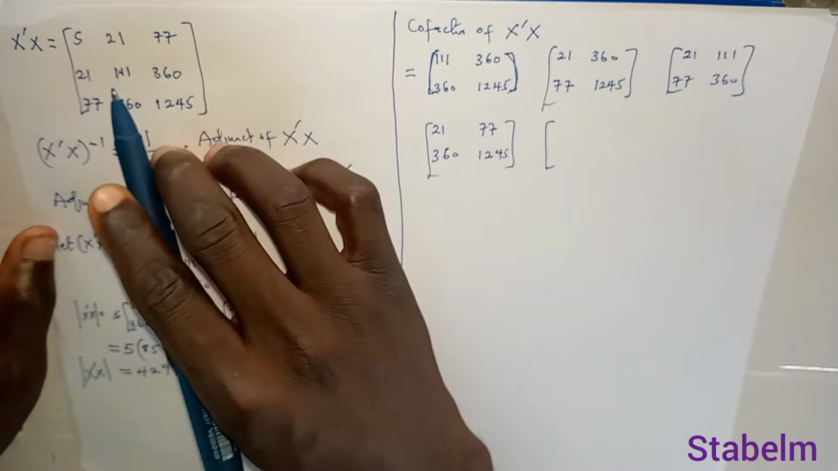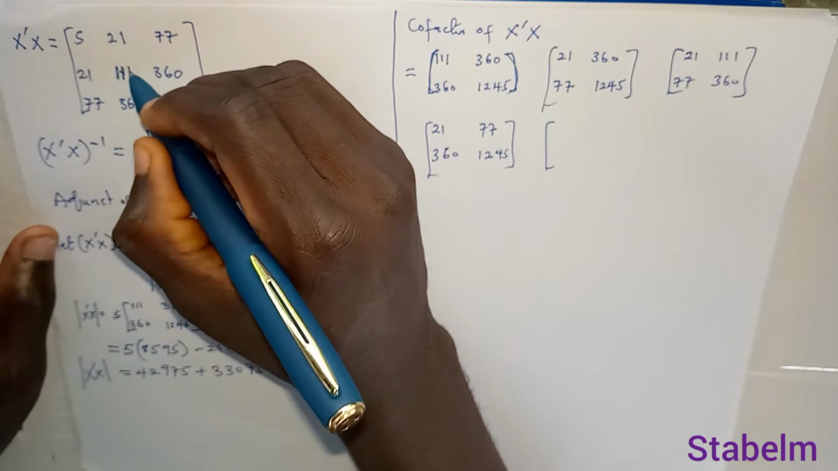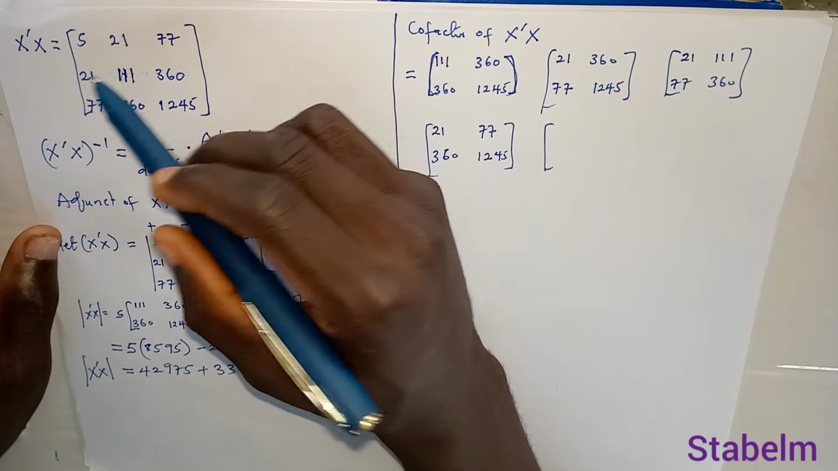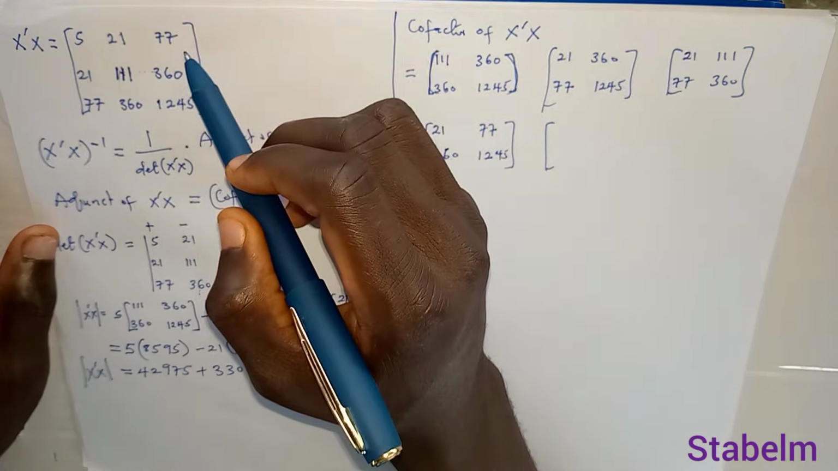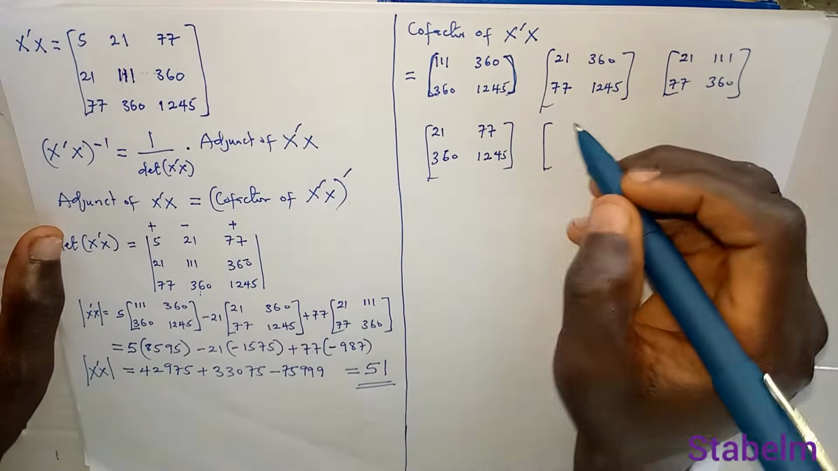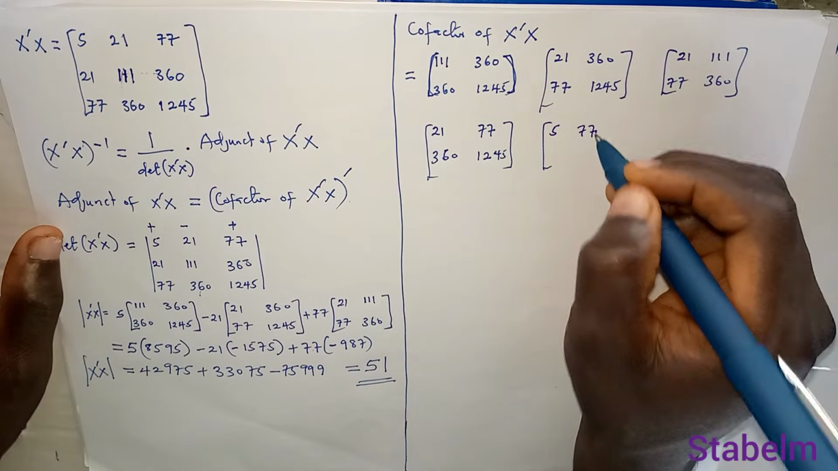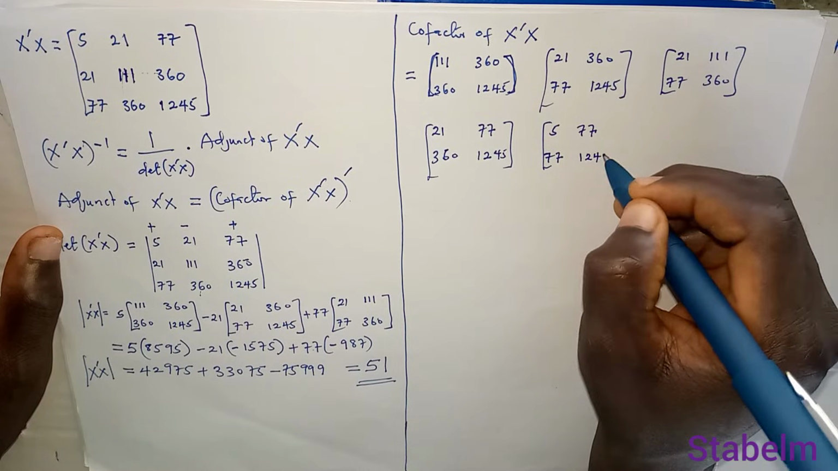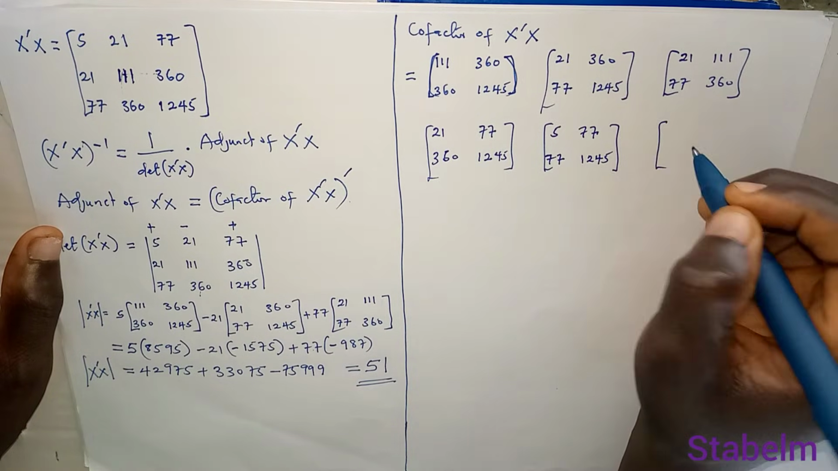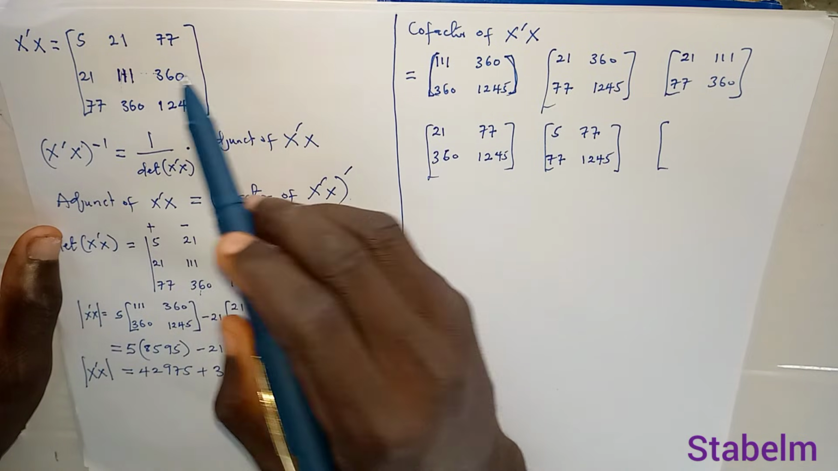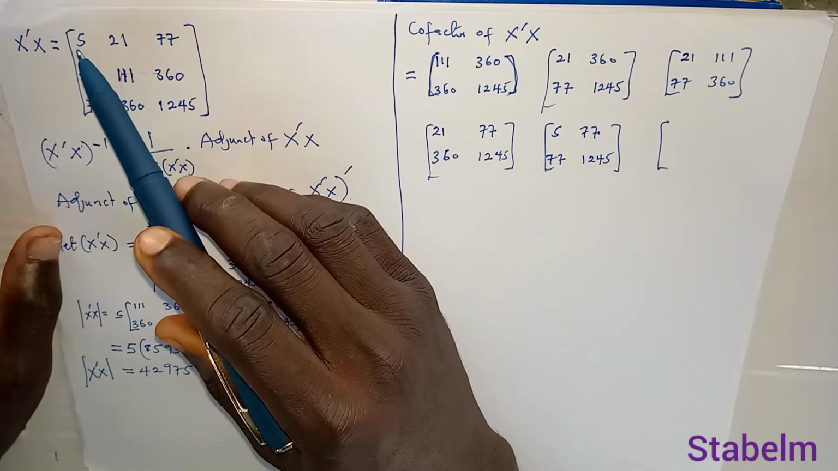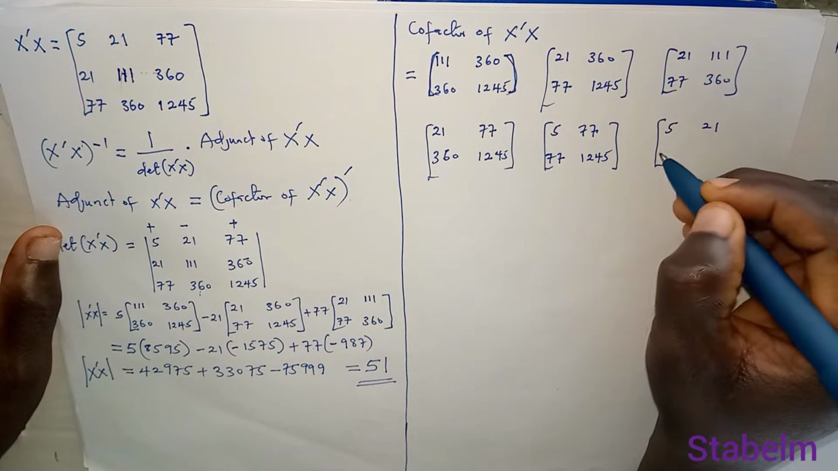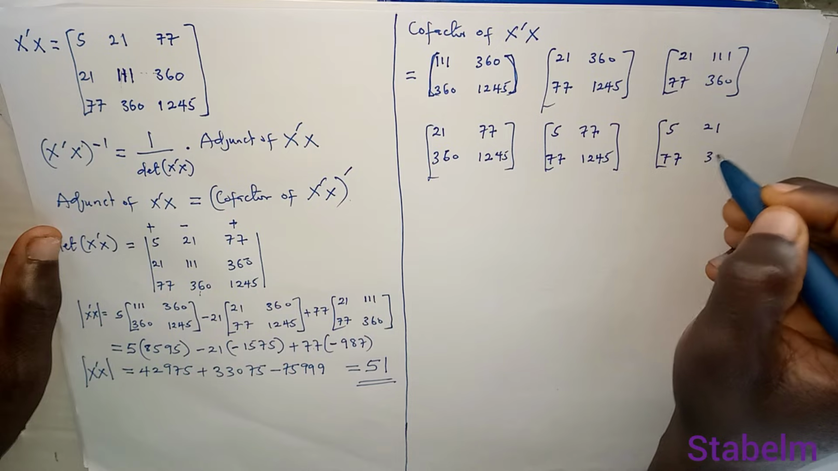Now picking 111 here. By the time you pick that of 111, this column and this row are gone, remaining 5, 77, 77, 1245. And the cofactor for 360, this row, this column gone, so remain 5, 21, 77, 360.